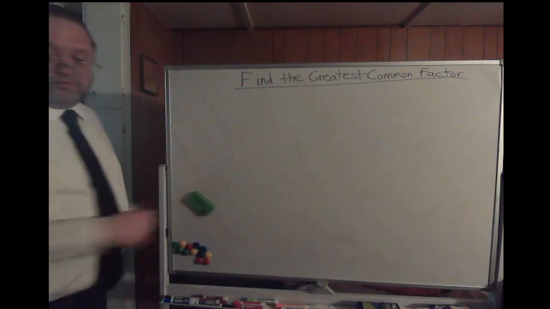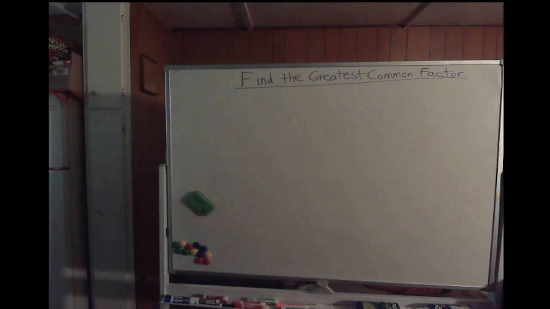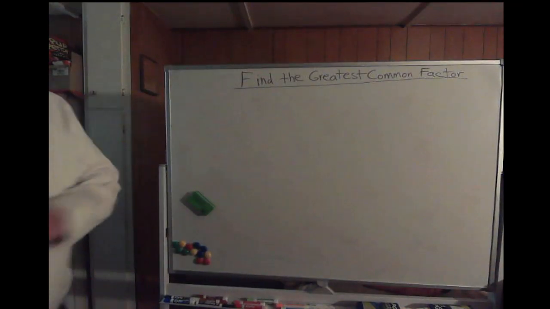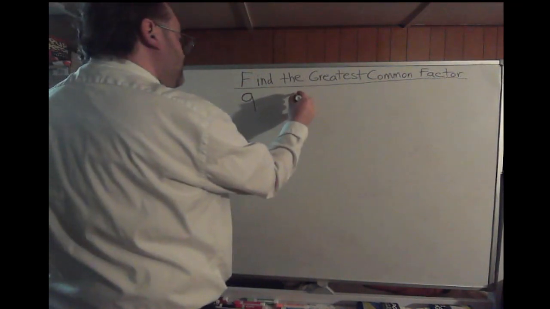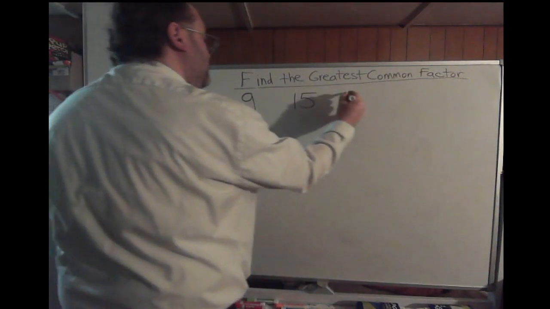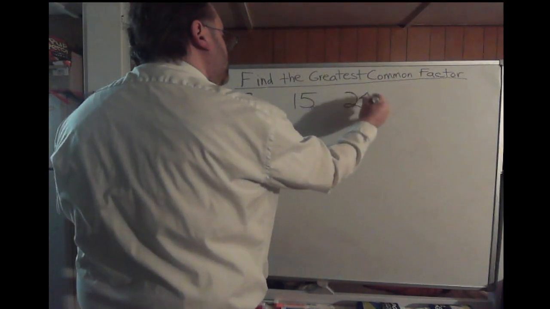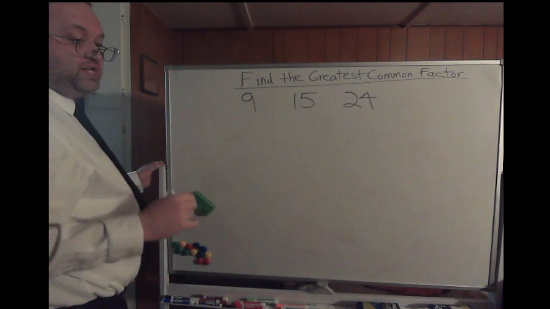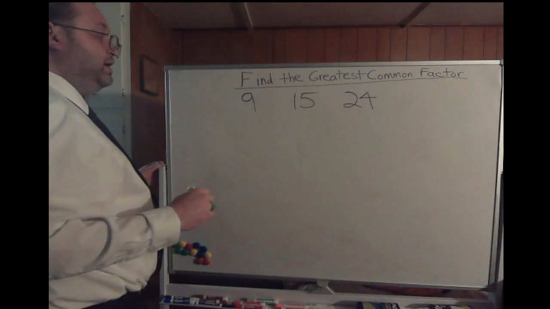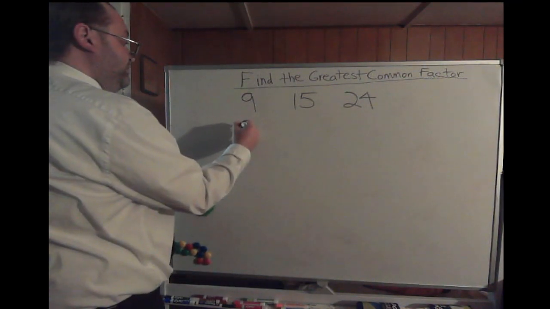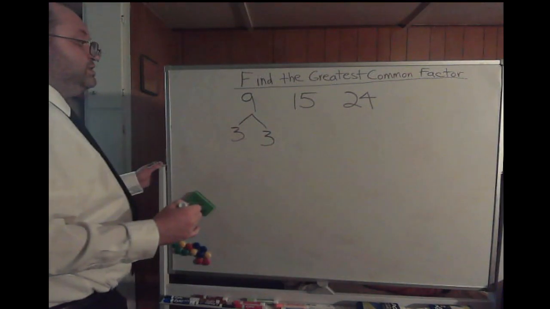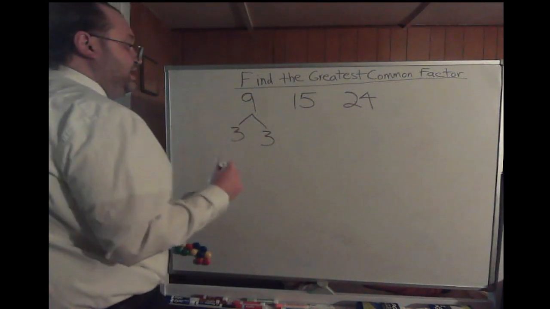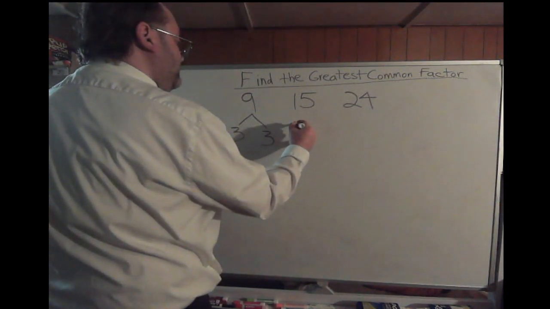Alright, let's change it up a bit here. Let's say we do 3 numbers. We have 9, 15, and 24. So now we're doing it with 3 numbers, 9, 15, and 24. Well, 9 will factor into 3 and 3, and that's all it will factor into. We're done with 9. How about 15?